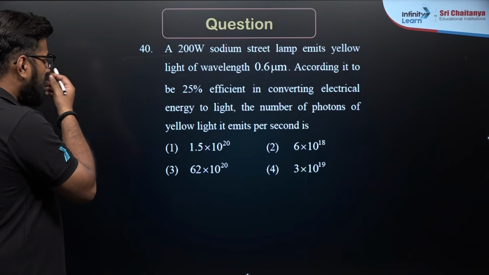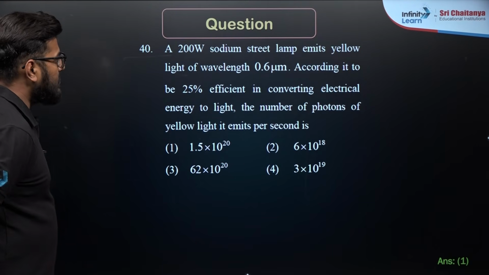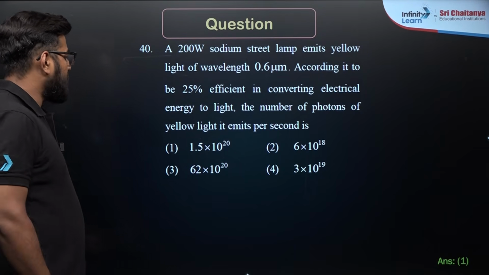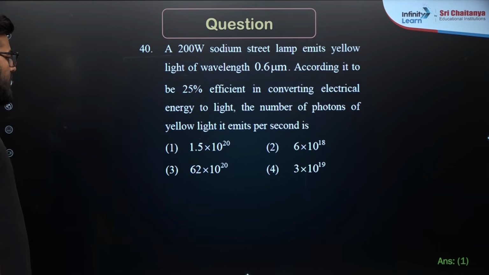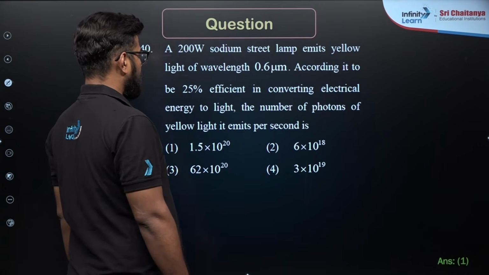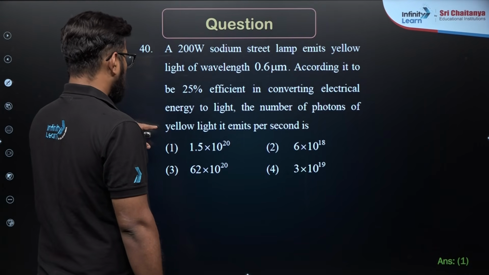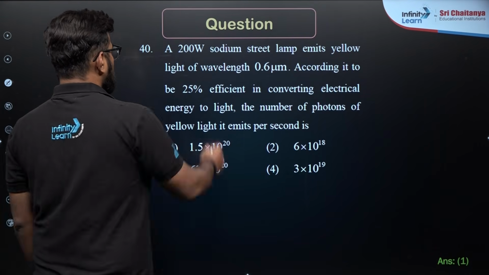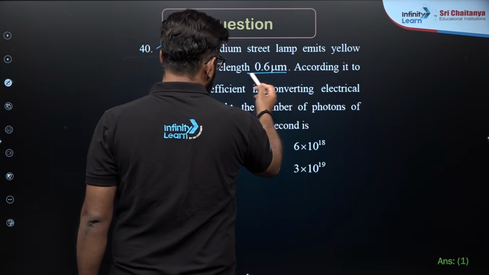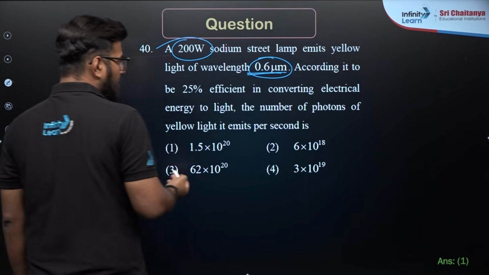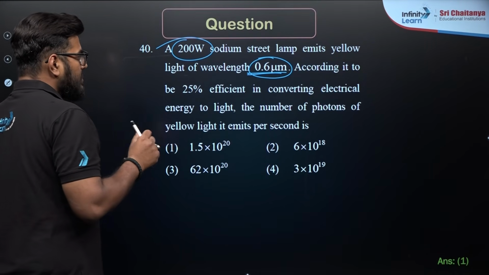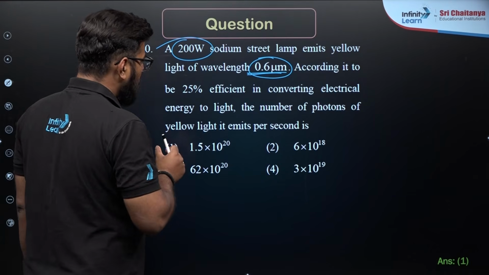A 200 watt sodium street lamp emits yellow light of wavelength 0.6 micrometer. Assume it to be 25% efficient in converting electrical energy to light. The number of photons of yellow light emitted per second is asked. It's a simple problem. You want this much power, right? And the wavelength is this, so every photon will have energy hc upon lambda. You can find out the energy of every photon. It is 25% efficient in converting electrical energy to light.